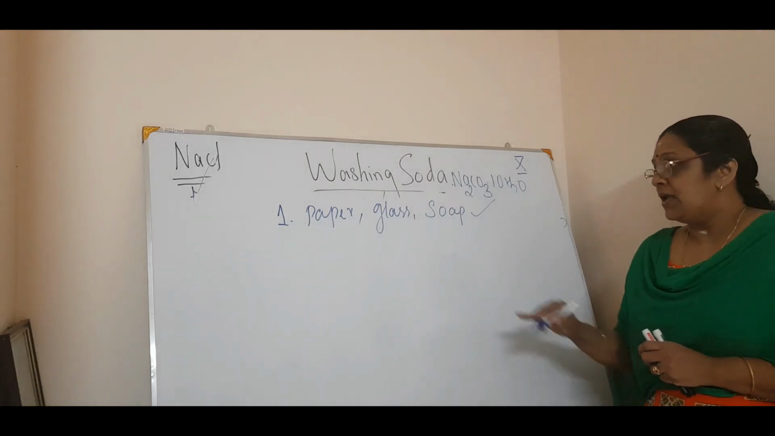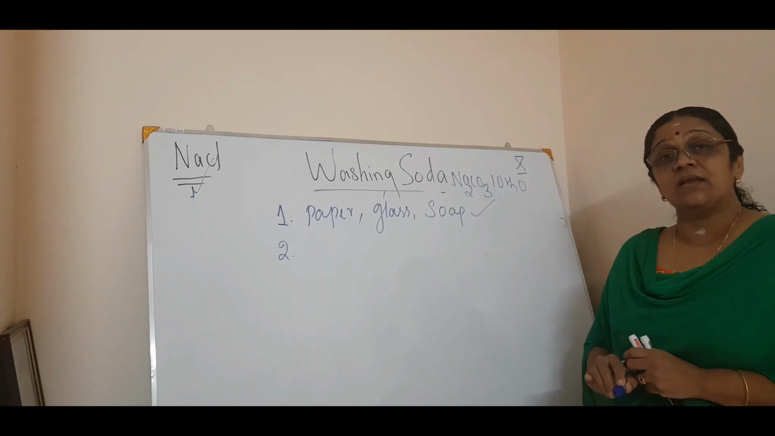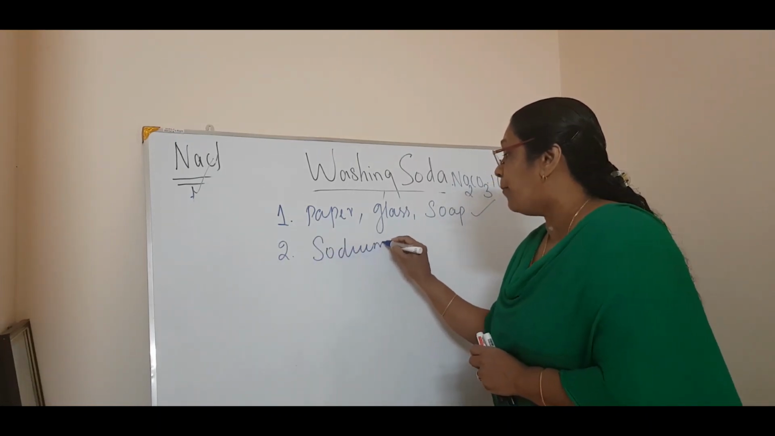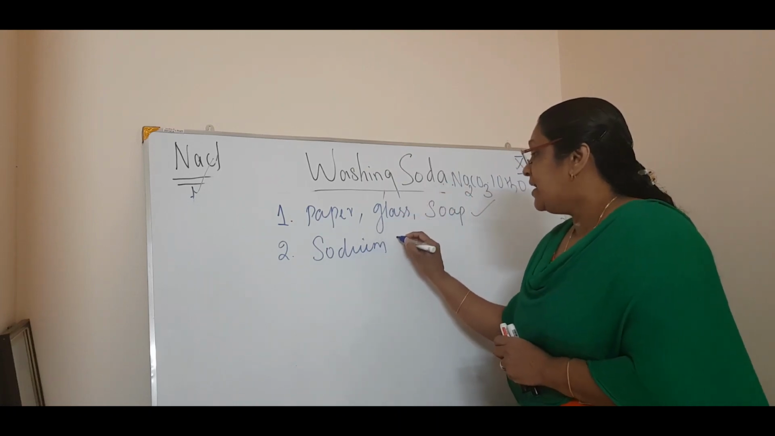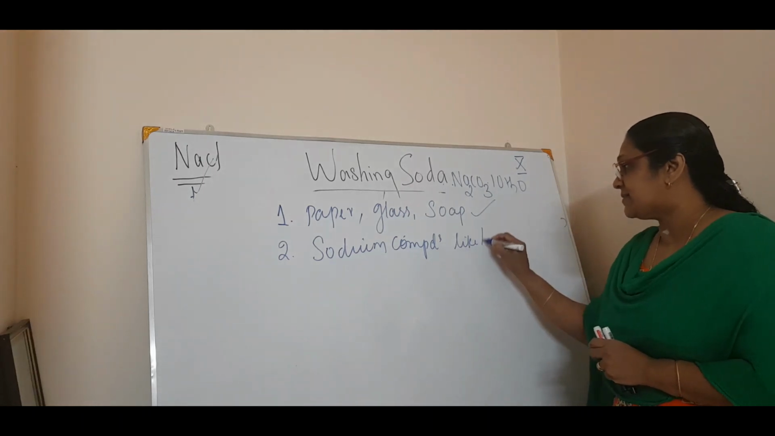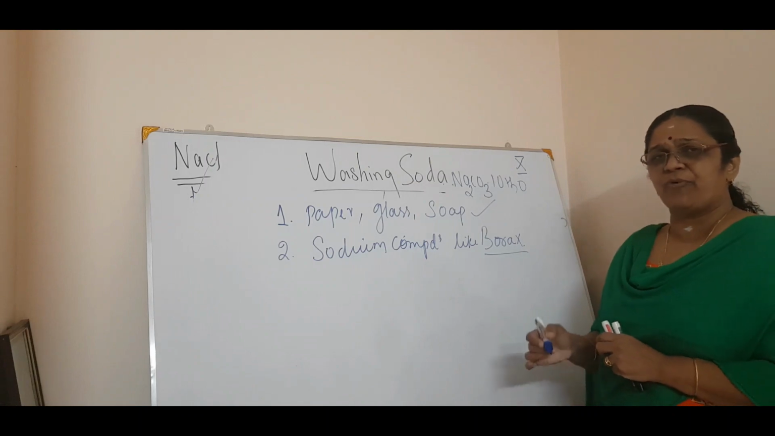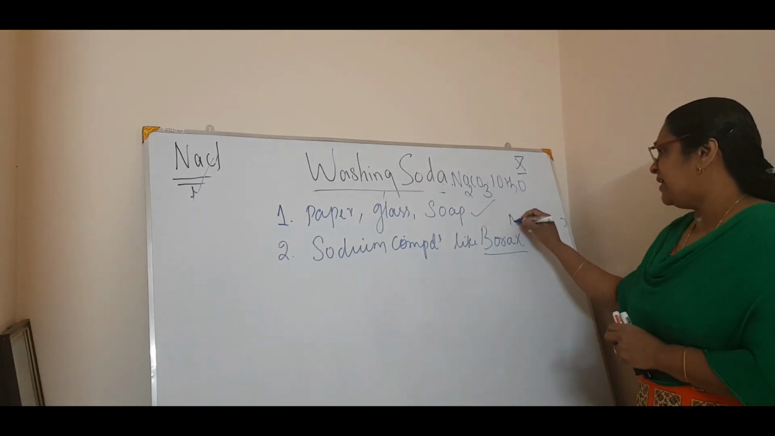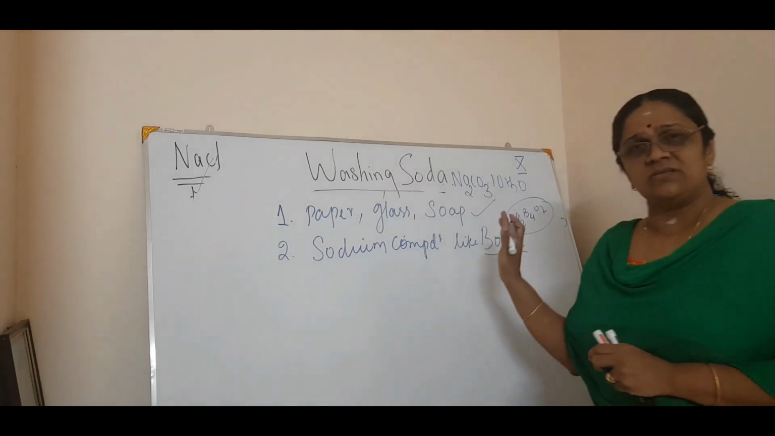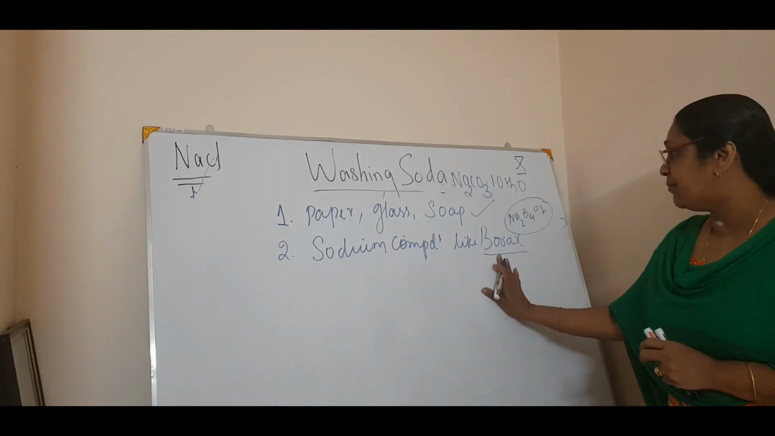Okay. Simple. Now the second use is that it is used in making sodium compounds. Since it is sodium carbonate, it is used in making sodium compounds like borax. Just study that. You do not need to go into detail of borax. It is Na2B4O7. Just don't leave it. It is used for making sodium compounds like borax.